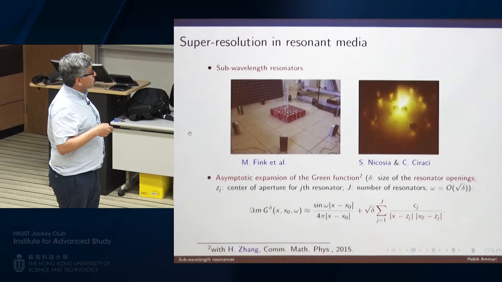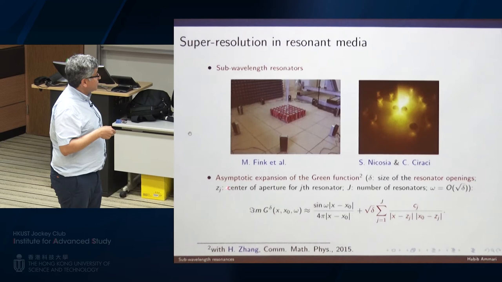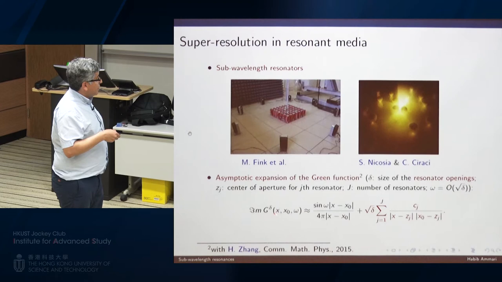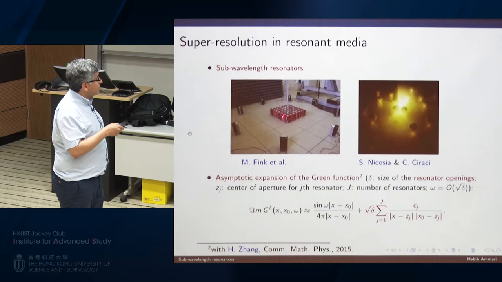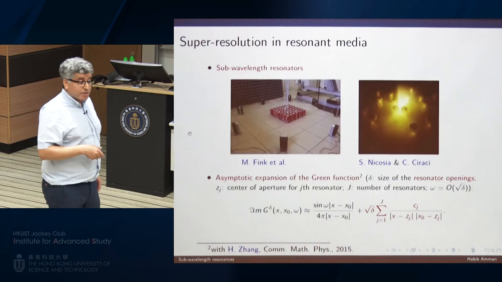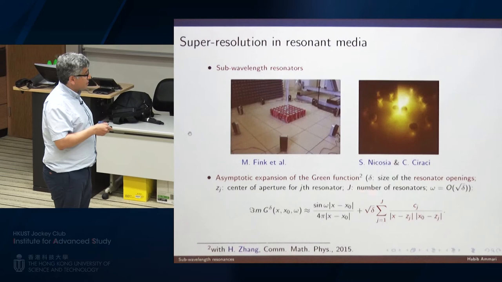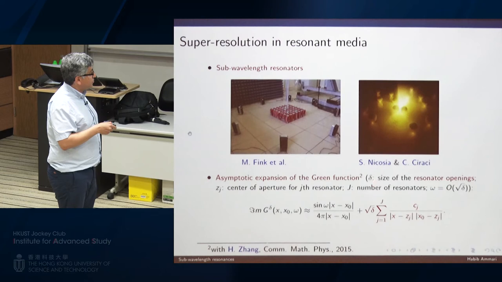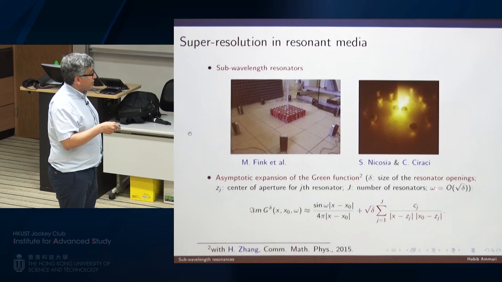Okay. So the mechanism is exactly what I explained here. And you compute the imaginary part of the Green function. x_0 is here. This is, of course, the imaginary part for the medium without the resonators, plus some part which exhibits subwavelength oscillation. Okay? So this guy here, if you have enough resonators, I take delta to be the size of the resonator openings. These locations are z_j, and j is the number of the resonator, and the frequency is of order O of square root of delta. This is the regime where we can prove such a formula.